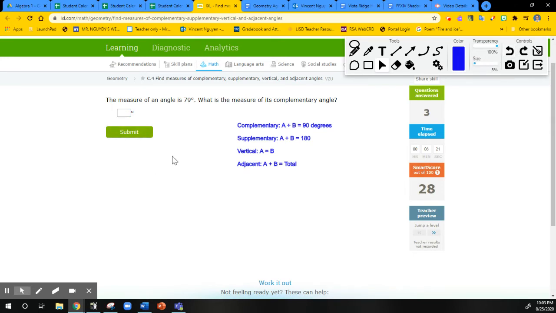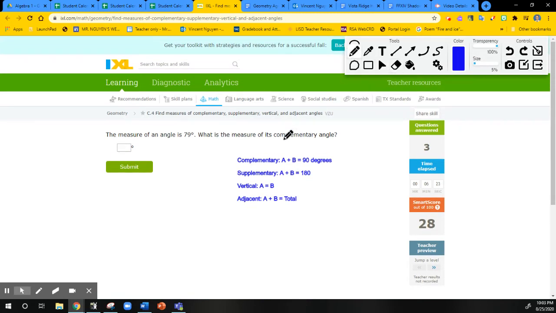Let's see. What are we looking for? We are looking for complementary, and we are given 79. So this is the complementary relationship here. We know we already have 79. Okay. And we're missing angle B. So let me do it this way. Let me type it so that it's actually neater.